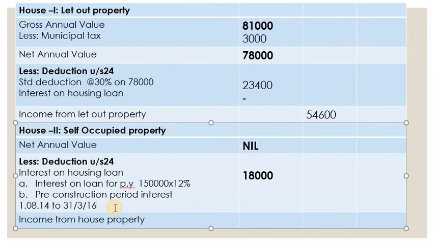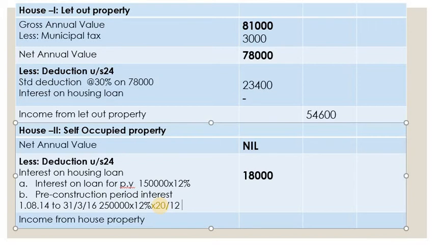So what we can do is calculate like this. Let us write down: 2,50,000 into the percentage, 12%, into the number of months. From 1/8/2014 to 31st March 2015 it is 8 months, then a full year, so 8 plus 12 is 20 months. So divide by 12 months for one year. How much amount will you get?